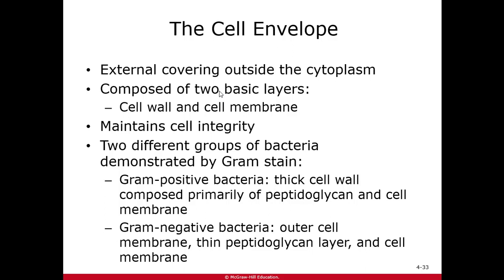Now, of all the bacteria that are out there, we divide bacteria into two groups of cell walls. We have gram-positive bacteria, which means they have a very thick cell wall, and gram-negative bacteria, which means they have a very thin cell wall. Now, the cell wall is made up of a structure called peptidoglycan. Big word, but I use it regularly.